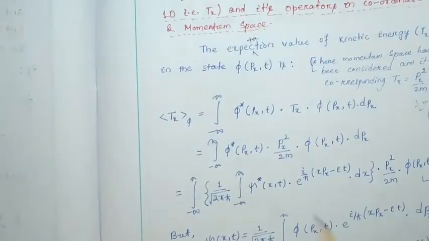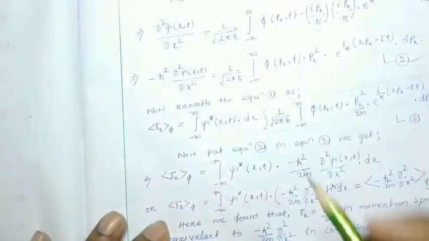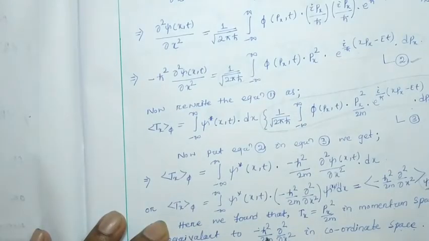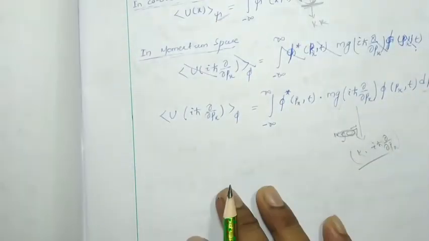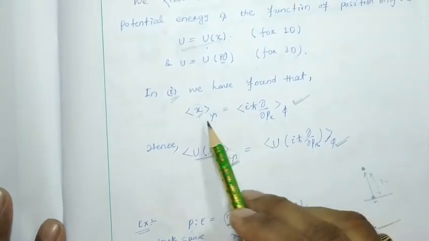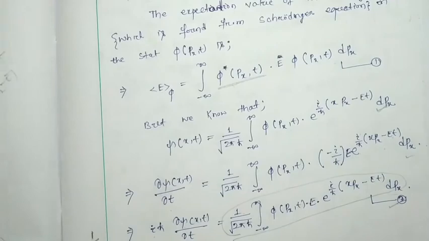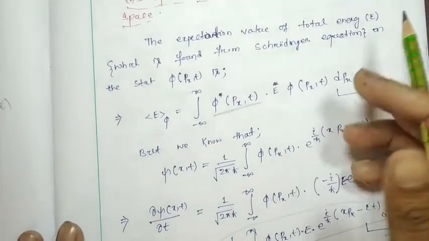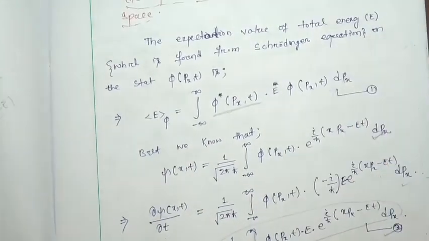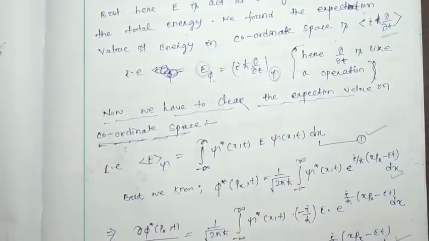Likewise, we found the kinetic energy. For the kinetic energy, it will be minus h cross square by 2m del square by del x square. This is the operator for the kinetic energy in coordinate space. And for potential energy, as it is a function of x, in momentum space it will be i h cross del by del px. And we found the total energy operator, by considering the Schrodinger equation, both in momentum space and coordinate space, to be i h cross del by del t.